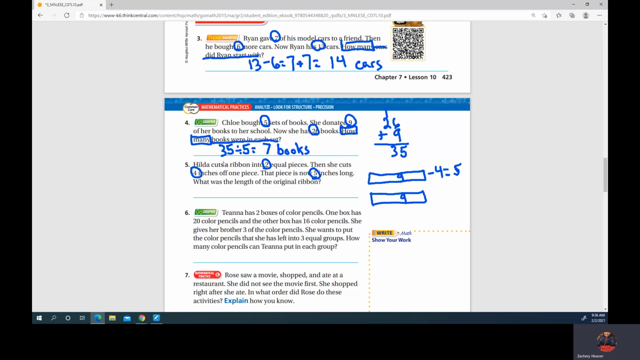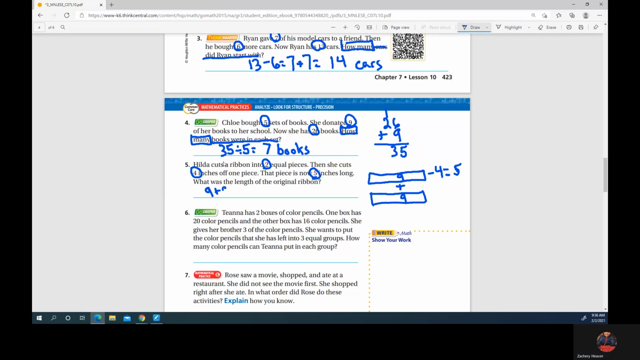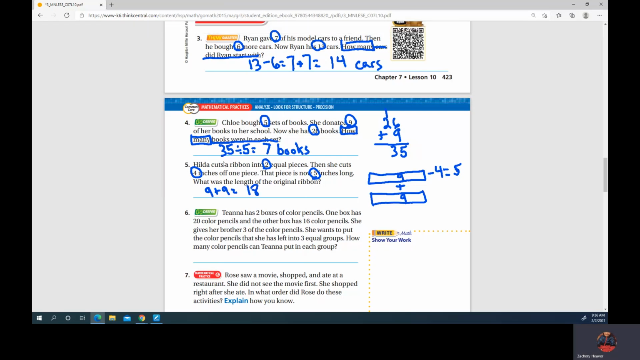So we have 2 pieces of ribbon that were 9 inches long before she cut that ribbon. We're going to take these 2 and add them together. So 9 plus 9 is going to equal 18. So what we had to do here was addition twice, basically. 5 plus 4 equals 9. 9 plus 9 equals 18. 18 inches. I know some of these are a little tough.